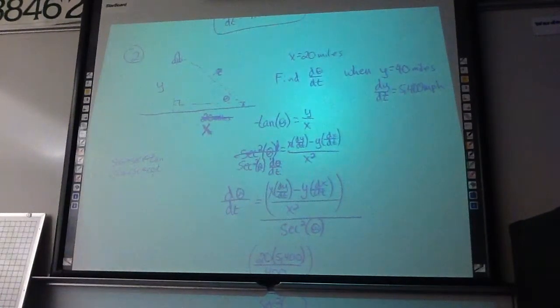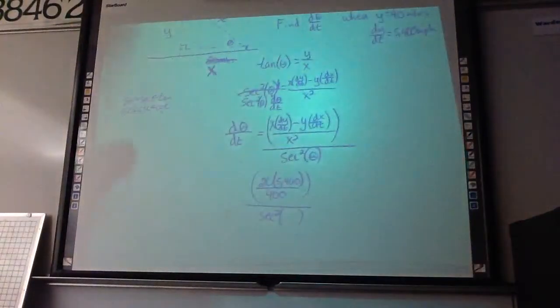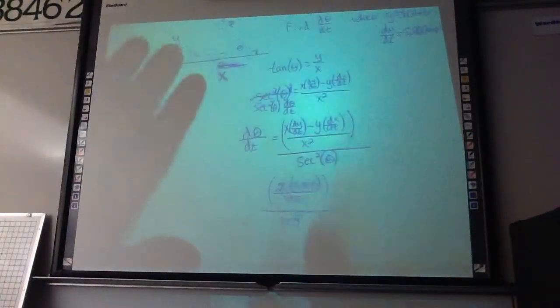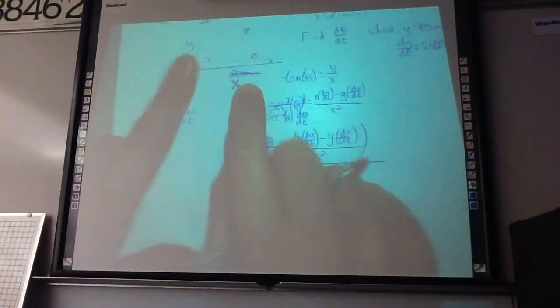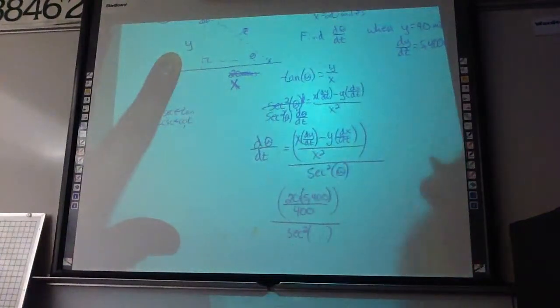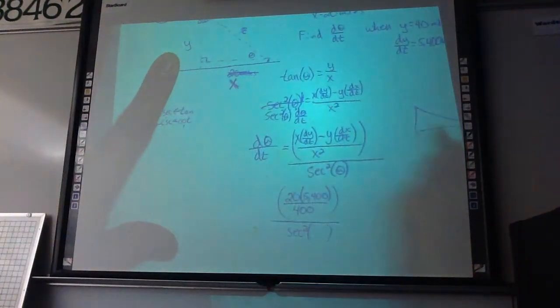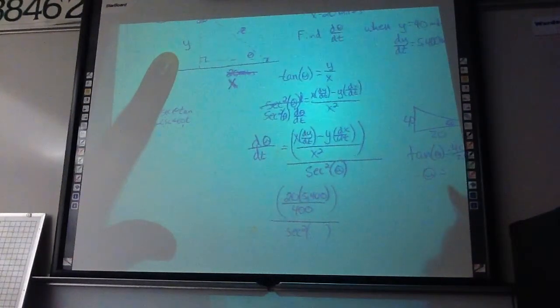How do I get theta? You find tangent of theta equals 40 over 20, which is 2. We know x is 20, we know y is 40, so if we do a little right triangle trig here, 40 and 20, theta, tangent of theta equals 40 over 20. So the inverse tangent of both sides, what is it? 63.43.